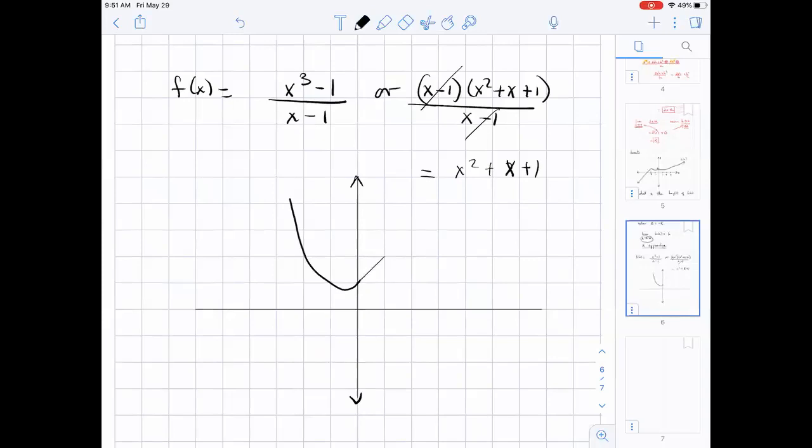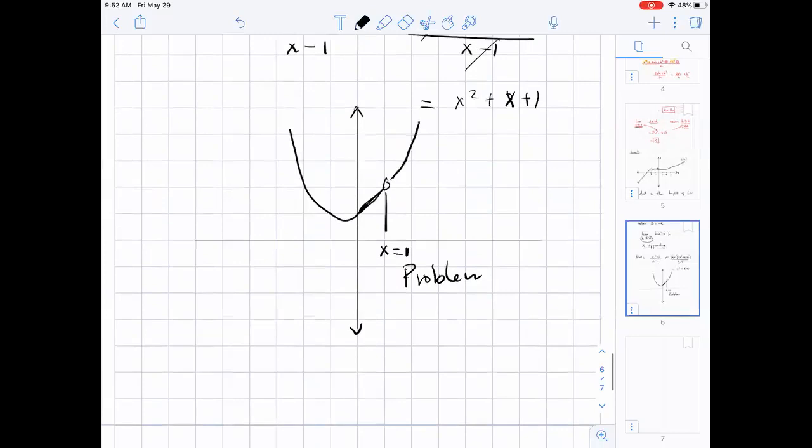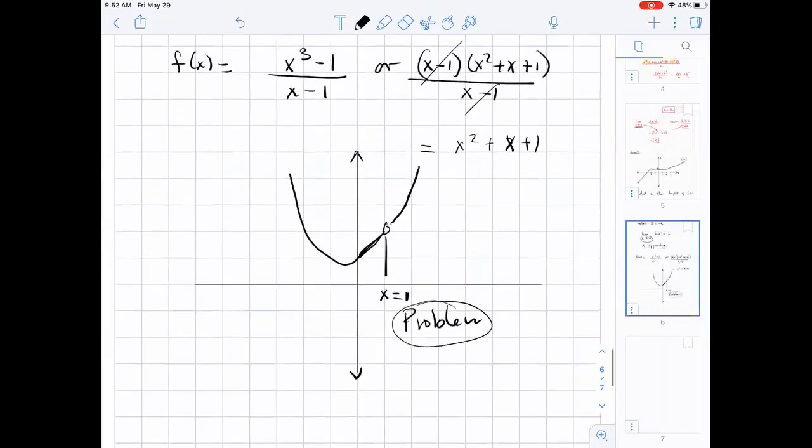It is a parabola, but there is a hole there. And the reason why there is a hole is because at x equal 1, there is a problem. Why is this a problem? Anyone? The denominator becomes 0 and we cannot divide by 0, so the function is undefined. Right, the denominator becomes 0, and that's why it's a problem. So there's a hole in the graph.